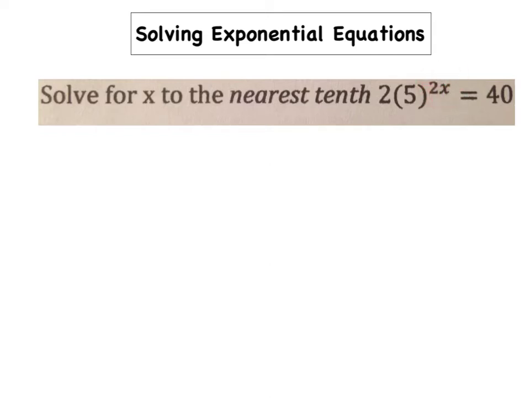And what I want to try to do is isolate this term right here. Notice only the 5 is being raised to the power of 2x. So I want to try to isolate that expression. I'm going to divide both sides by 2, and that's going to give me 5 raised to the 2x equals 20. Unlike the last problem, though, I can't use the method of creating common bases.